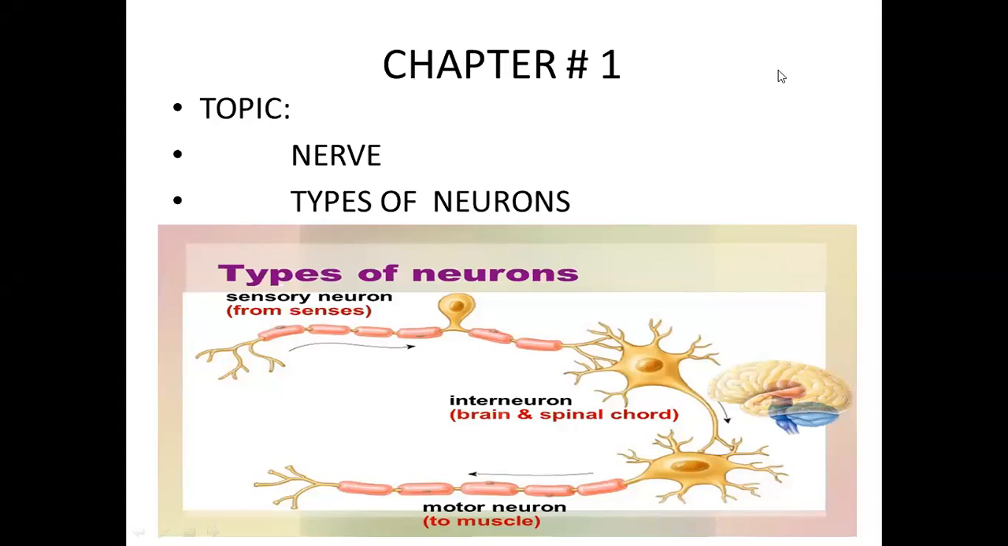Today, the second topic from chapter number 1, that is human organ system, will be discussed. The two main ingredients of today's topic will be nerve and types of neurons. This is the figure which you will be able to understand better at the end of the lecture.